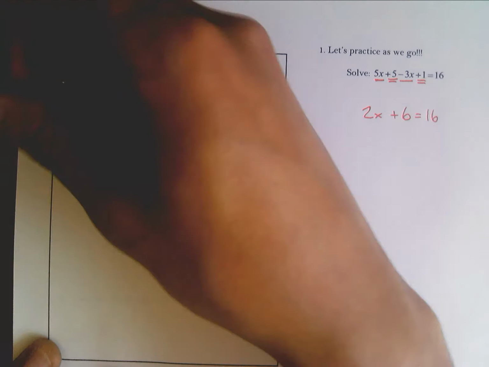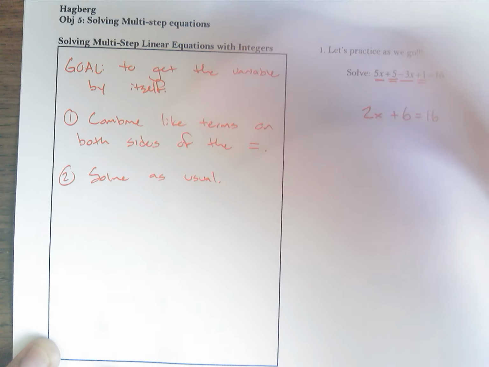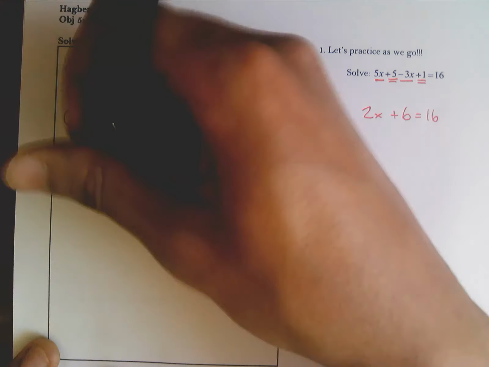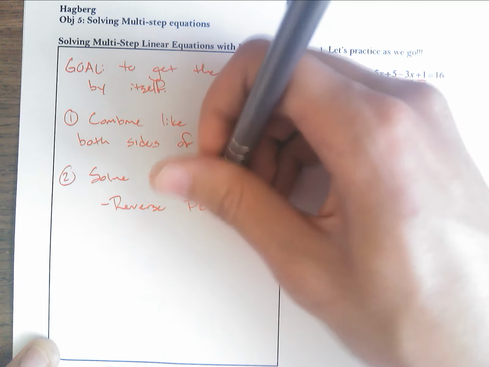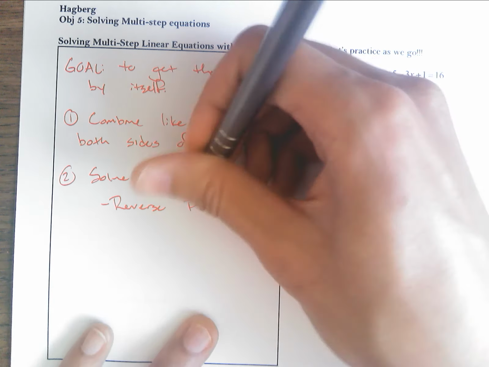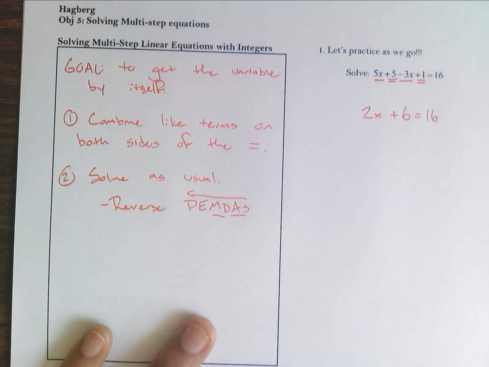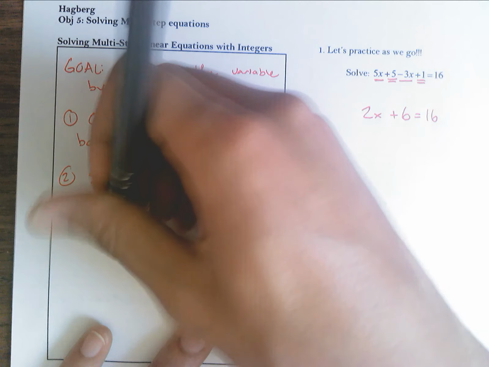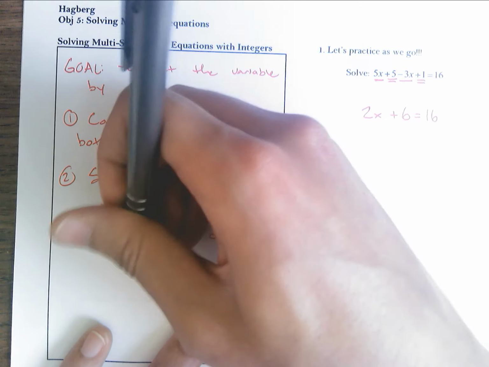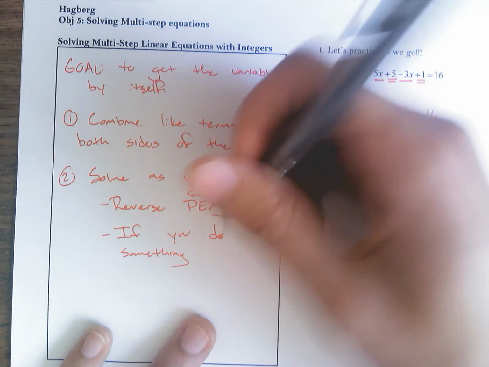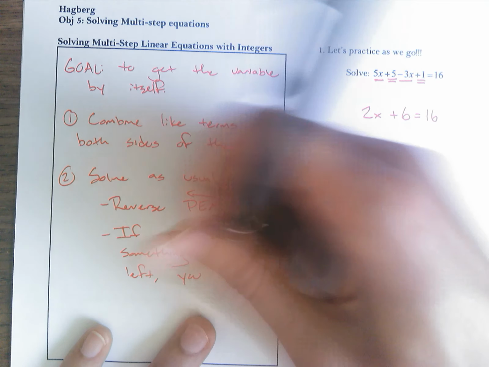So step 2, we're going to solve as usual. A quick reminder on those steps, we're going to use reverse PEMDAS. So please excuse my dear Aunt Sally. We're going to go in reverse. So we're going to start with addition and subtraction, and then we're going to look at multiplication and division. And also, if you do something to the left, so adding, subtracting, multiplying, or dividing, you have to do it to the right.